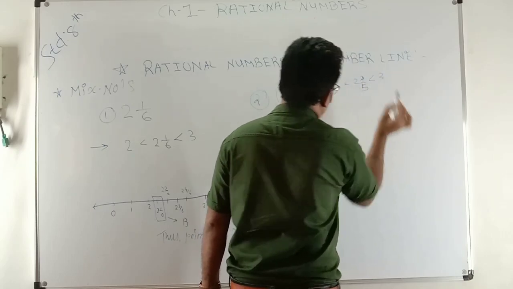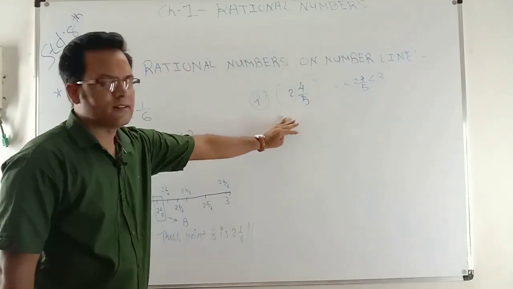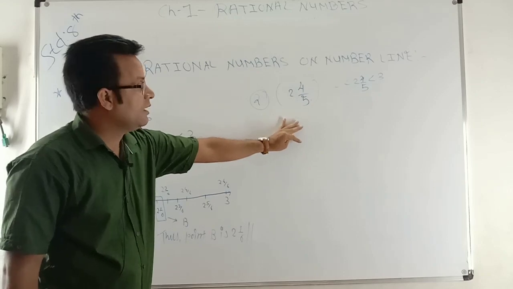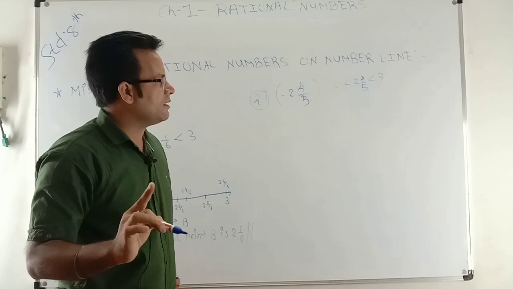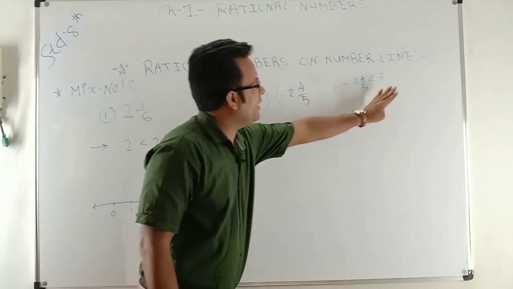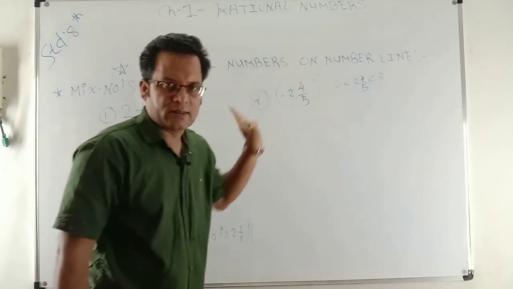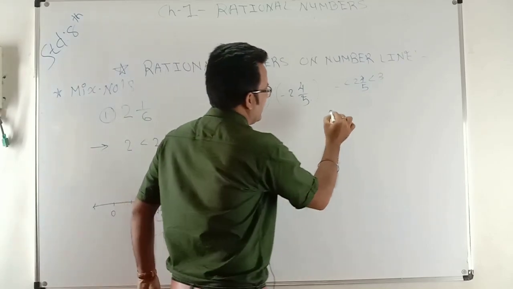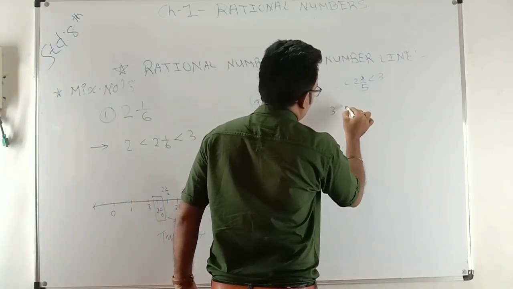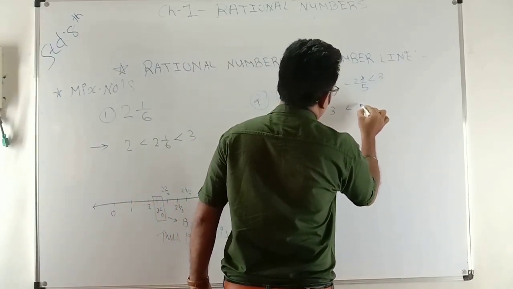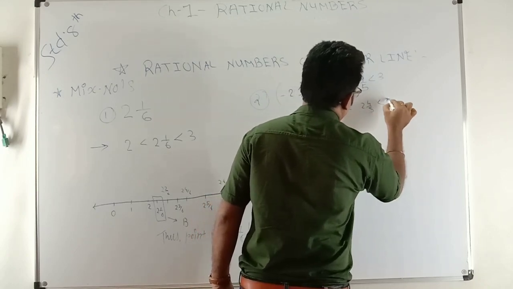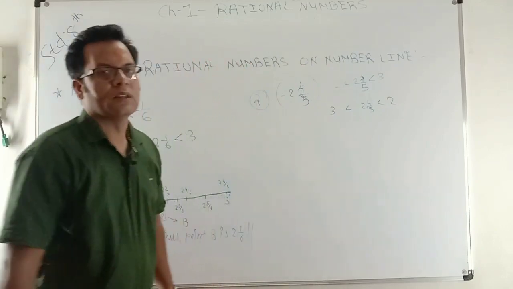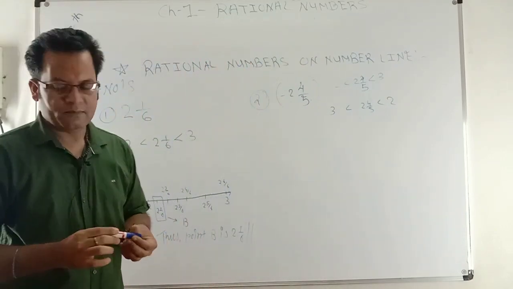It will be like this way if there is no minus sign. But this is minus. So you should understand that you have to invert the numbers. Okay? Then it will be 3 less than 2 integer 4 upon 5 less than 2. Like this way.